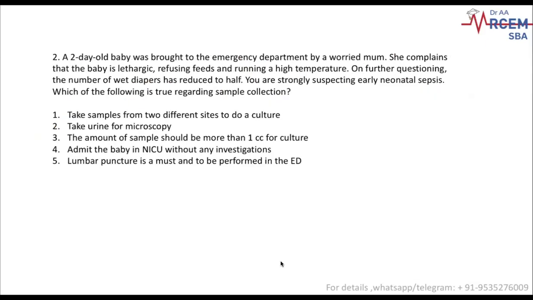A 2 day old baby was brought to the emergency department by a worried mom. She complains that the baby is lethargic, refusing to feed, and running a high temperature. On further questioning, the number of wet diapers has reduced. You are suspecting early neonatal sepsis. Which one of the following statements is true regarding the sample collection? They are asking what you need to be aware of.